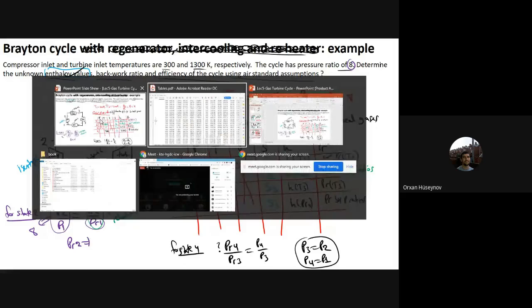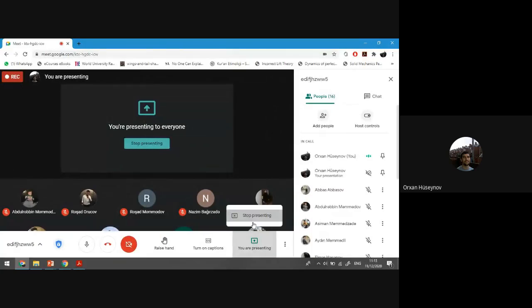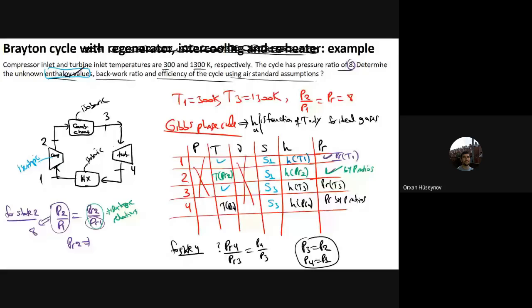So I will ask this question for you. If you remember, what is the back work ratio? You can write it as a comment so that I can see. What is the back work ratio? If somebody remembers. Nobody remembers. That's good.